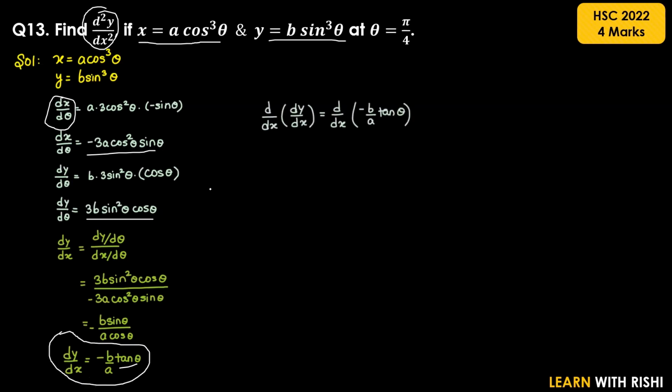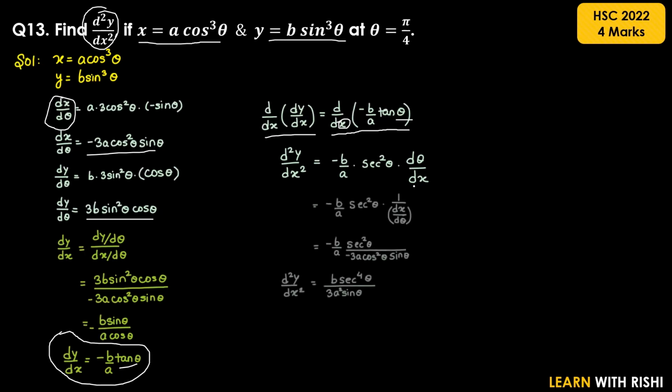So again differentiating this, derivative of dy by dx is equal to derivative of minus b upon a tan theta. Now here we are differentiating with respect to x and the variable is theta. So d2y by dx2 is equal to minus b upon a, which is constant, times the derivative of tan theta, which is sec square theta. But we have to differentiate with respect to x. Therefore, we have to take the derivative of theta as well, chain rule, so into d theta by dx. This will be equal to minus b upon a sec square theta into d theta by dx.